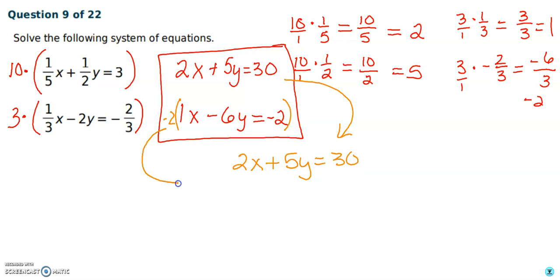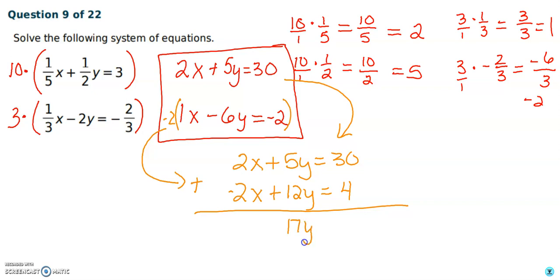My second equation is going to change into -2x. -2 times a -6 is going to be a positive 12y. -2 times -2 is a positive 4. Now we can go ahead and add up our two equations using that elimination method. Our x variables will cancel each other out. We'll add up our y's. I have 17y equals 34. And divide by 17 on both sides. We'll get a y value of 2.